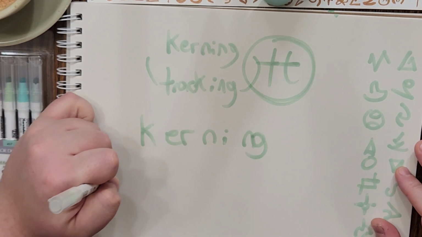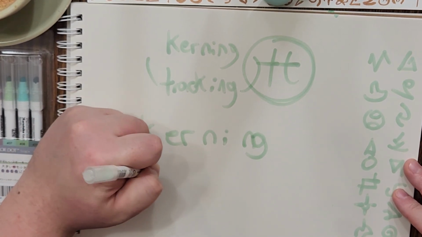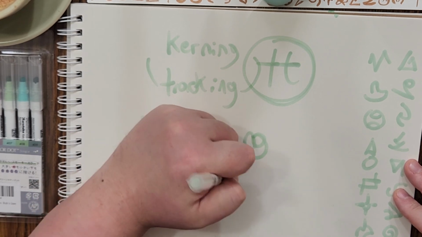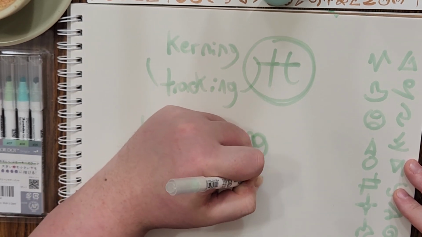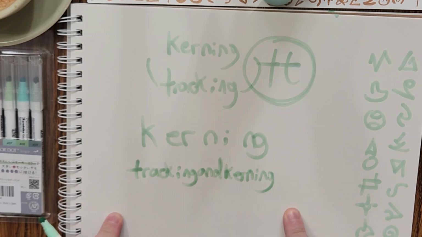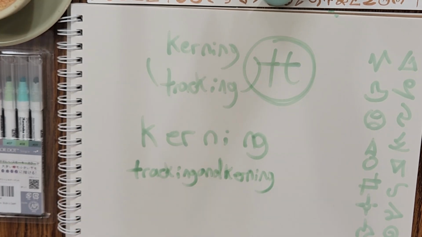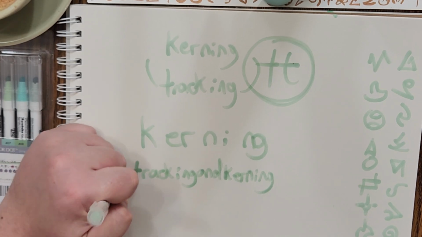So let's say I'm going to write the phrase "tracking and kerning." See, it looks like one big long word. That's because my tracking is very small. And tracking does affect space between letters in certain typing modes, but I won't get into that. But it's more or less the spacing between words.